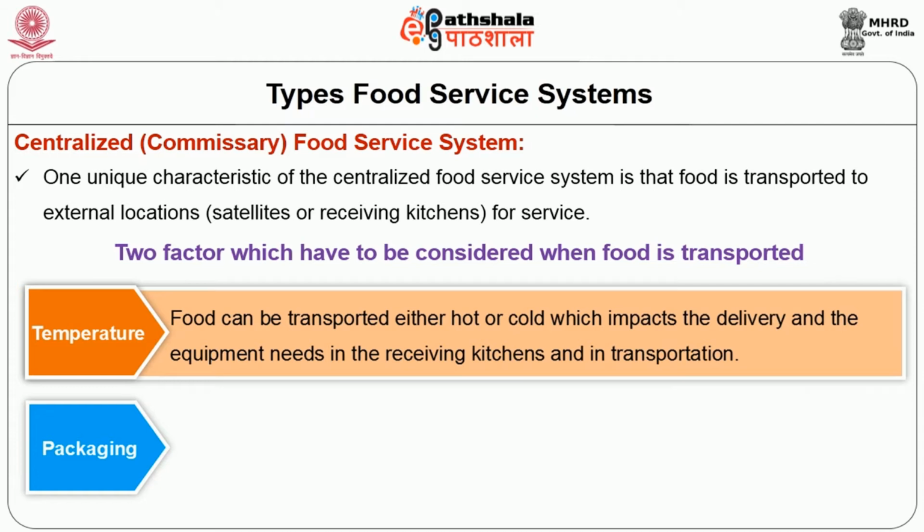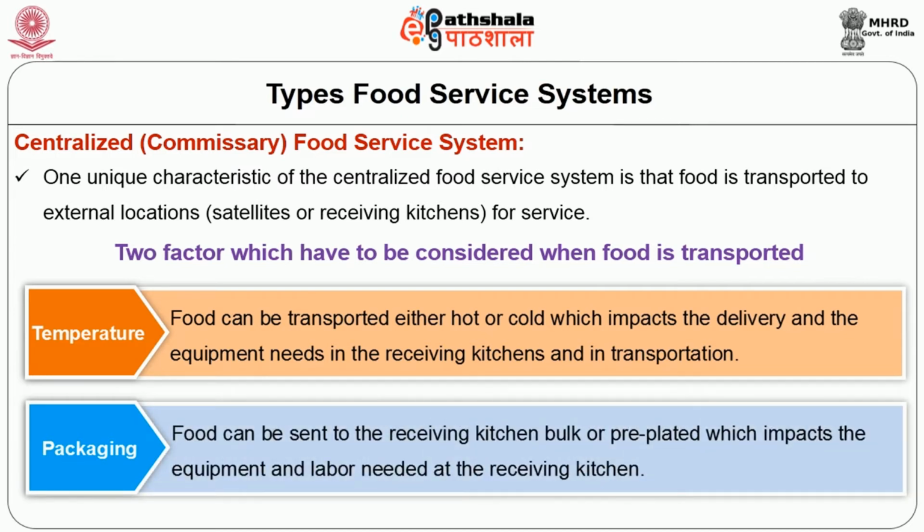and the equipment needs to be in that area in the receiving kitchens and also during transportation. The next is packaging. Food can be sent to the receiving kitchen either in bulk or pre-plated, which impacts the equipment and labor needed at the receiving kitchen. In addition, food production and delivery schedules must also be coordinated.